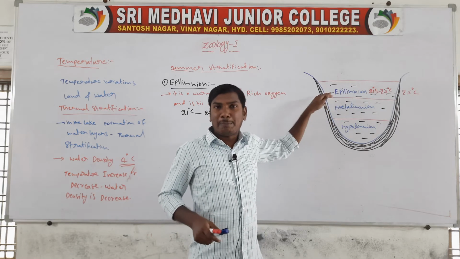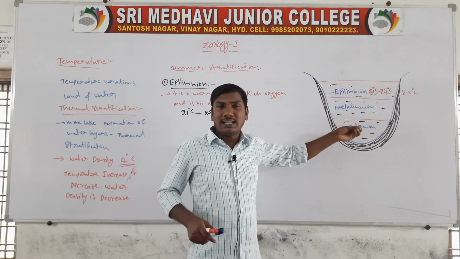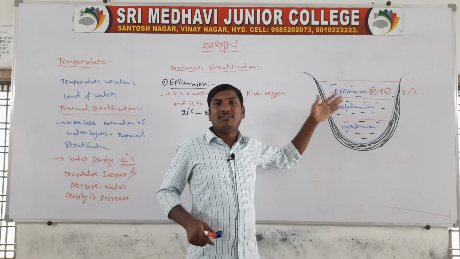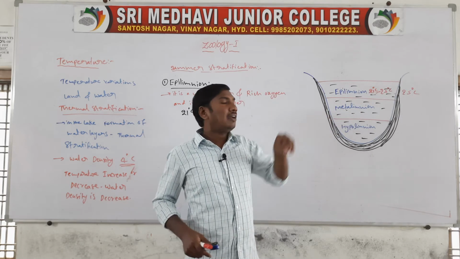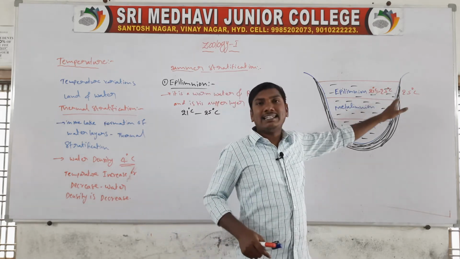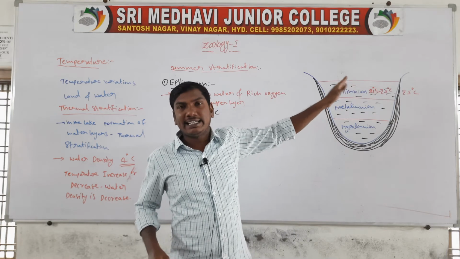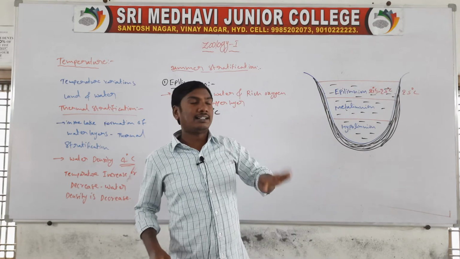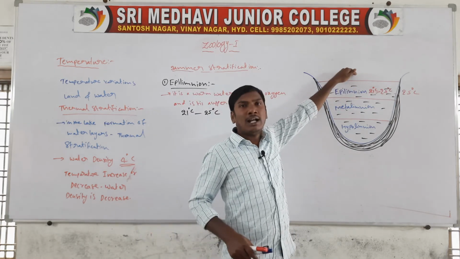So, they are the upper layer of the water, rich in oxygen and warm water. The temperature is 21 degrees centigrade to 25 degrees centigrade. So, this warm water means they are the upper layer.